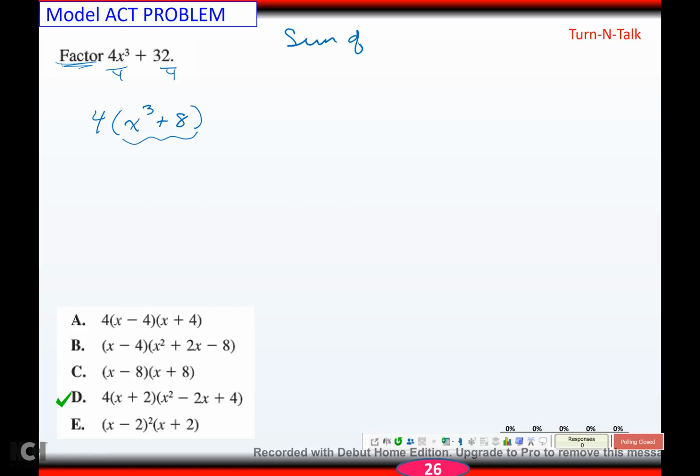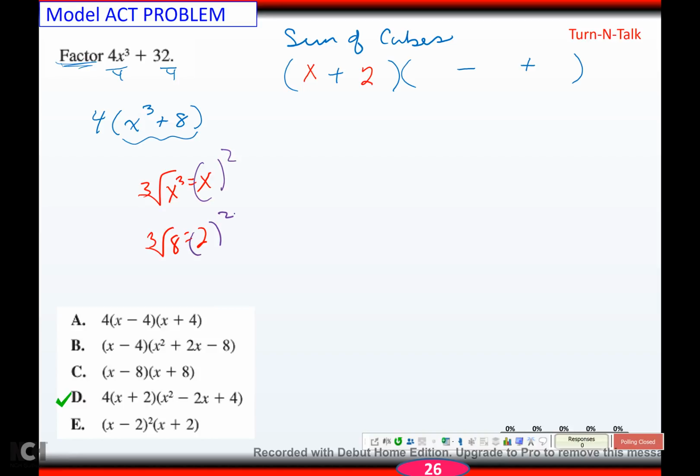And for sum of cubes, your song goes bino, trino. If it's plus, it goes plus, minus, plus. What you do to fill your terms, you take the cube root of the first term, so the cube root of x cubed is x, that goes there. The cube root of 8 is 2, and that goes there. Then to get your trino terms, you square these and put them on the ends of the trino. So x squared would be x squared, 2 squared would be 4. And then you multiply these two together, x times 2, and that goes in the middle.